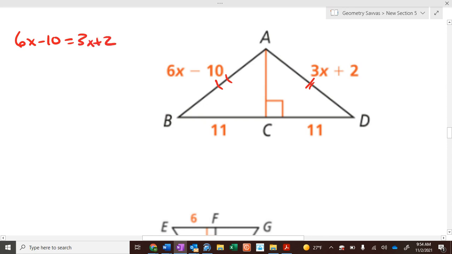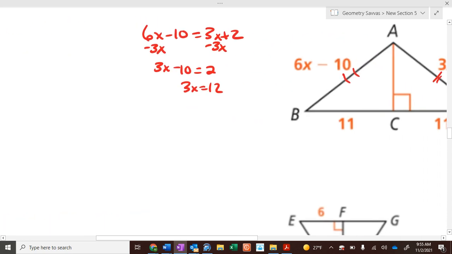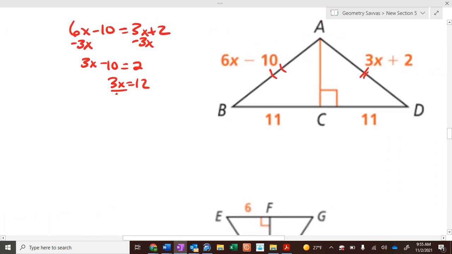First step of solving that equation, Chase, what do? You move the 10. I don't like moving numbers that aren't variables first. We want to move the variables first. Move the 3x. Move the smaller variable, so subtract 3x from each side. So I get 3x minus 10 equals 2. What's my next step, Isaiah? Add 10. So 3x equals 12. And then last step, Illy? Divide by 3. So if we divide by 3, x equals 4.